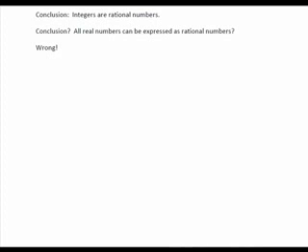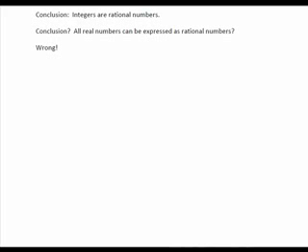So now that we know something about integers and rational numbers, can we say that integers are rational numbers? Is the set of integers a subset of the set of all rational numbers? And the answer is yes, because if you pick any integer, let's say 7, it's the same as 7 divided by 1. So yes, that's a valid conclusion.